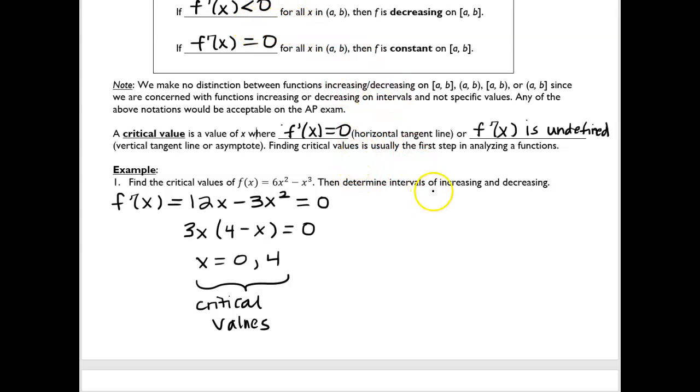So what we'll have to do to determine that is we'll need to make a sign chart. And this is a sign chart for f prime. On f prime, we'll put our zeros, our critical values. So we have 0 and 4.